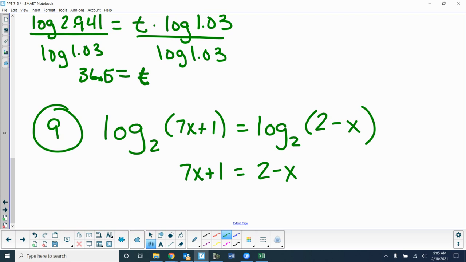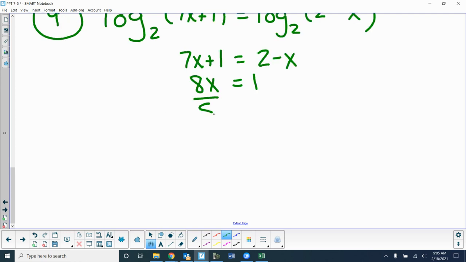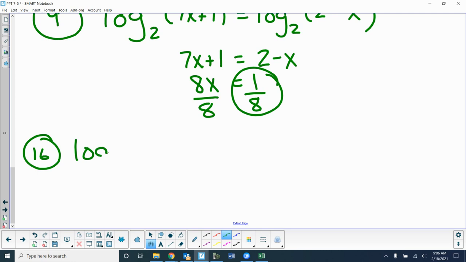A single log. Now, if you have multiple logs on the side, you got to make it into a single log, right? Addition, you'll make multiplication. Subtraction, you'll make division. Okay? So we're going to add x. Subtract 1, divide by 8. There's your 1/8. Okay? So that's an easy type of problem. So don't let those mess with you. Now, 16 is a little tougher. Okay? Right, so focus, pay attention as we do this.